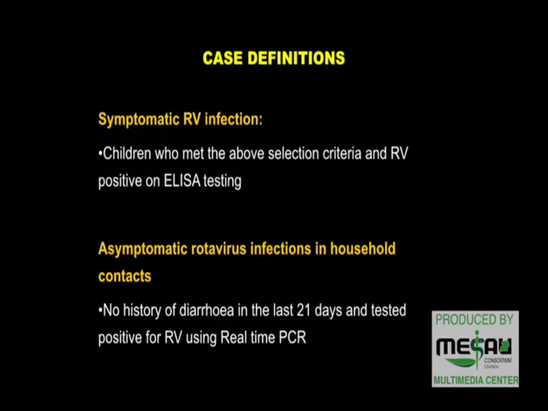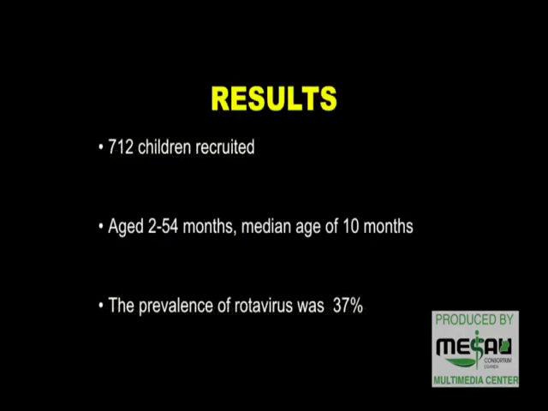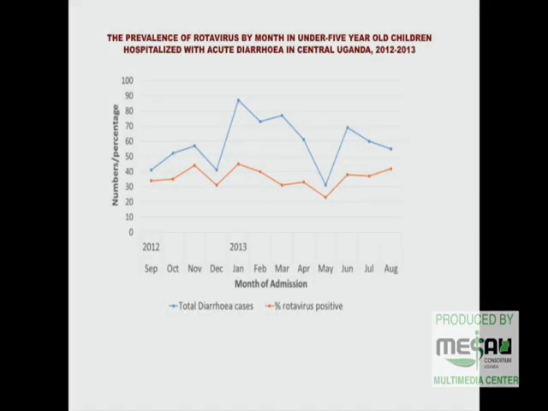So what results did we get? We recruited a total of 712 children, and they were aged 2 to 54 months. The median age was 10 months. We found that the prevalence of rotavirus was 37%. And this rotavirus occurred throughout the whole year. It ranged from 25 to 45%, but we saw it occurring the whole year around. There was no seasonality observed.